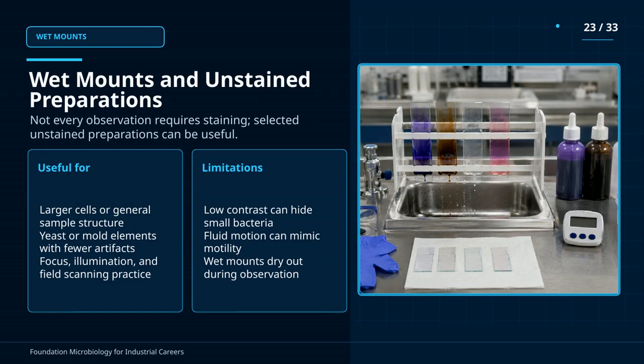Wet mounts and unstained preparations can be useful when observing larger cells, general sample structure, or selected movement patterns in appropriate teaching materials. However, their low contrast and short observation time limit their value for small bacteria and long examinations.